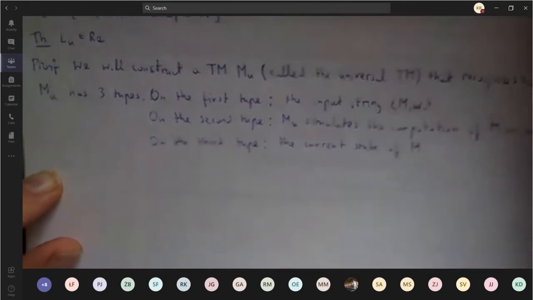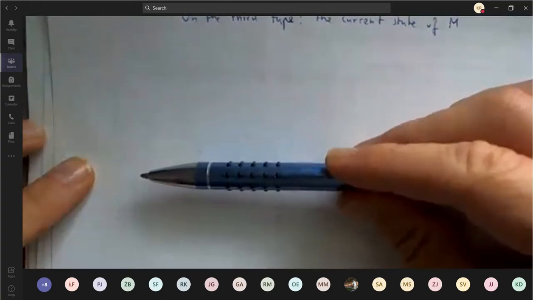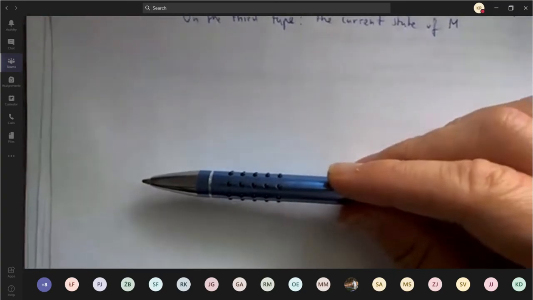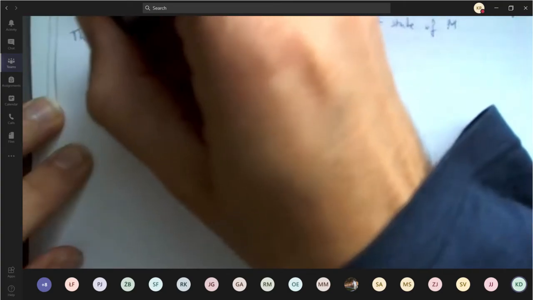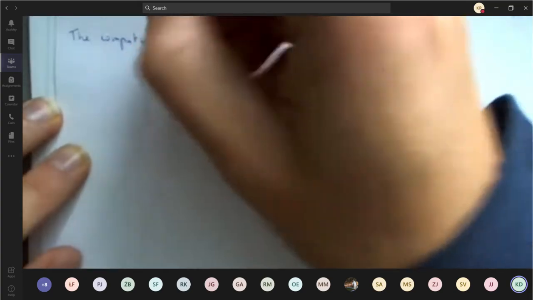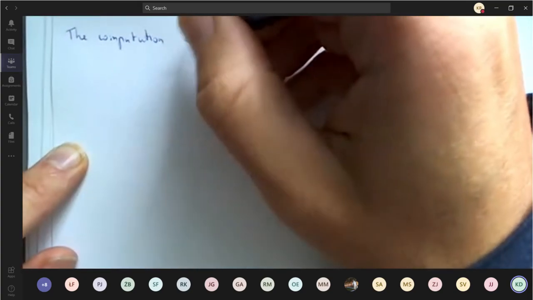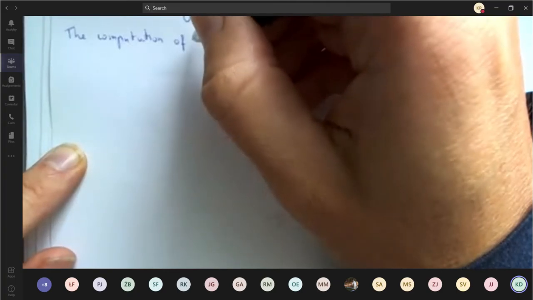Okay, so now I will describe the computation of MU. I'm sorry, I have a question. How does it distinguish where the Turing machine code ends and the word starts in the input string?